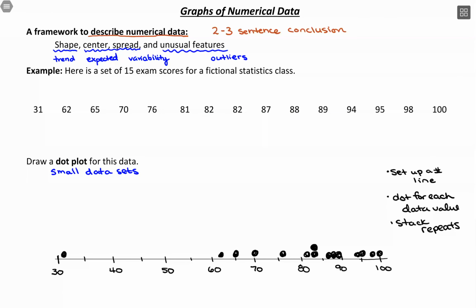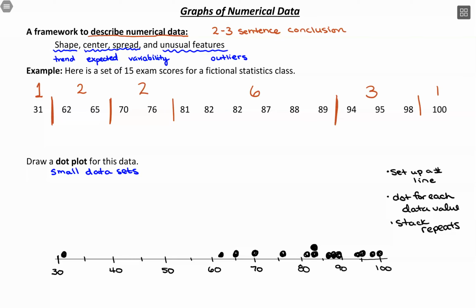So what we're going to do is break this into groups of 10s. So I want a bin for the 30s, 40s, 50s, 60s, so on and so forth. So for 30s, I have one data value, nothing for 40s, nothing for 50s, 60s, I have two data values, 70s, two data values, 80s, six data values, 90s, three data values, and hundreds, one data value.